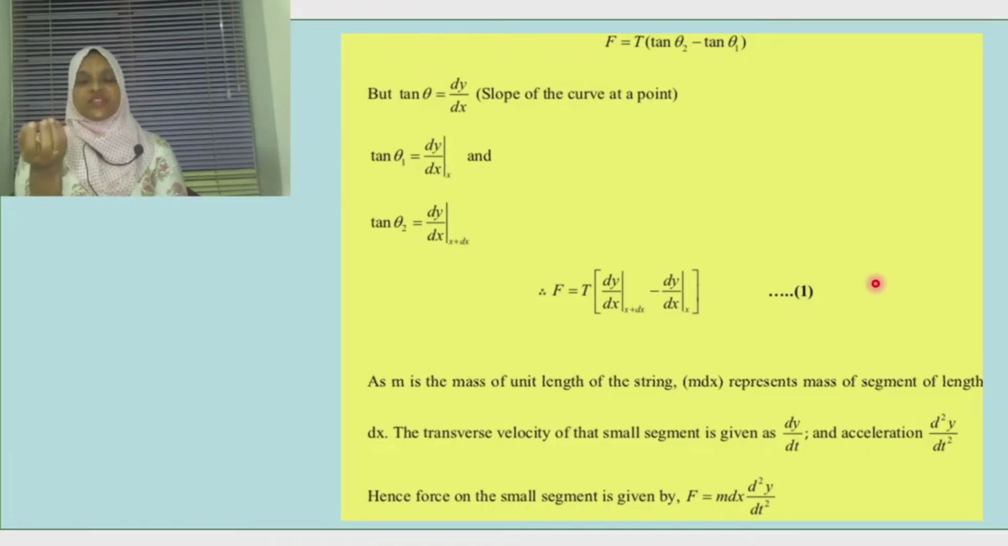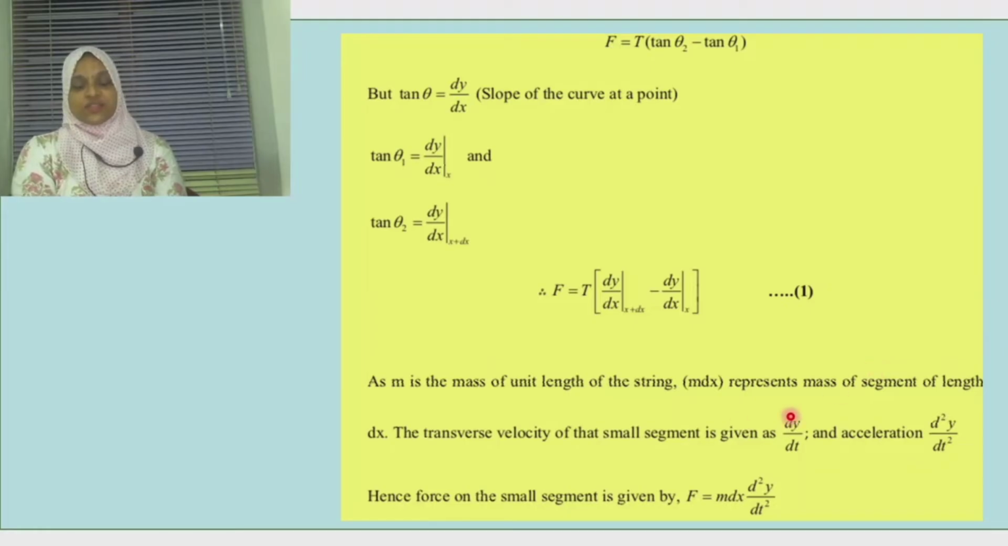Now the string has a length L, and let small m be the mass per unit length of the string. It is not the mass of the string, but the mass per unit length of the string, otherwise known as the linear density. So what will be the mass of the small element having length dx? Yes, it will be equal to m into dx. So m dx represents the mass of the small element having length dx.